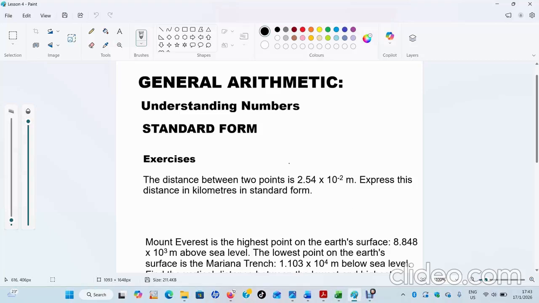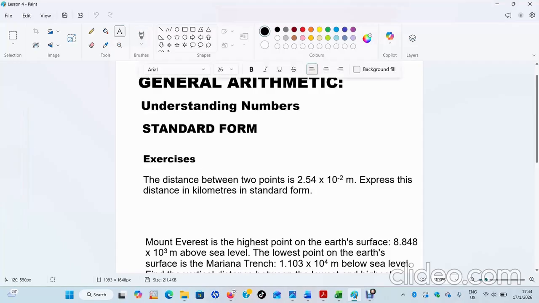Good day. This is the last lesson for standard form. In this lesson, we will demonstrate the use of numbers presented in standard form in real life situations. The example that you have: the distance between 2 points is 2.54 times 10 to the power minus 2 meters. Express it in kilometers.